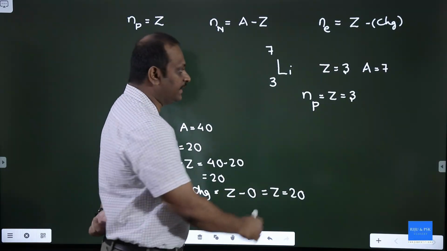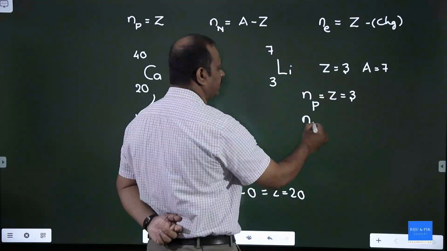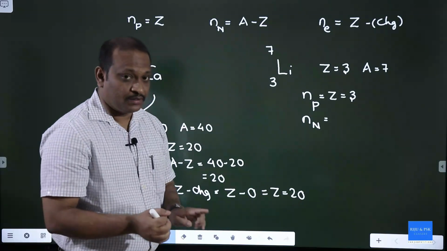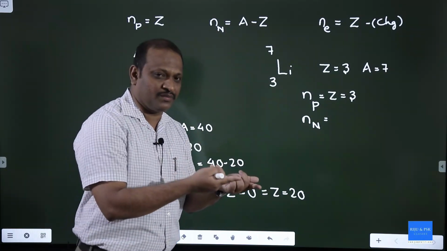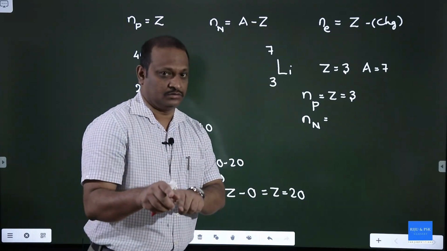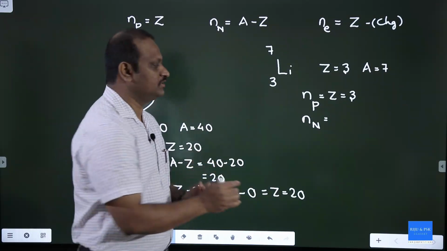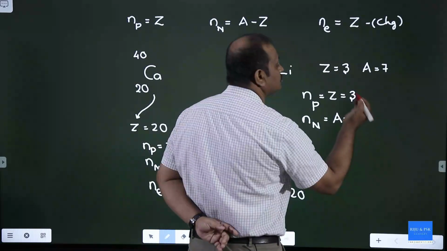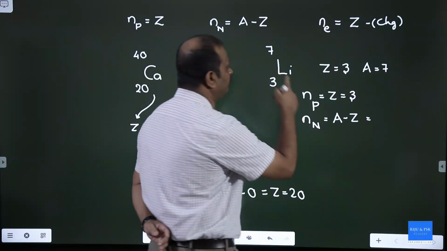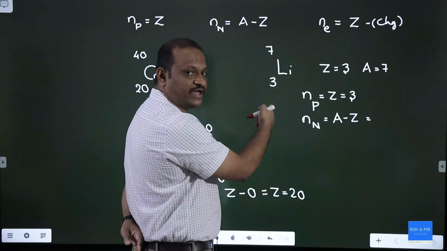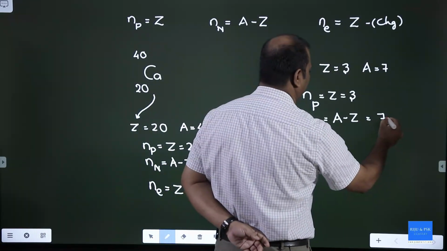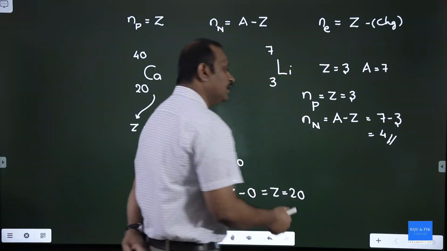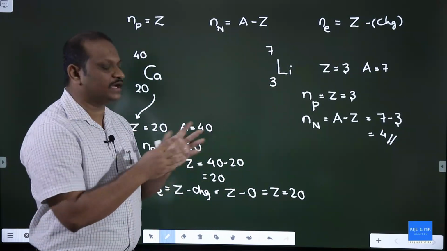Similarly, what about the number of neutrons? Number of neutrons is equal to mass number minus atomic number, so I can write A minus Z. The A value is already there, 7, and the Z value is 3. So we get 7 minus 3, which is equal to 4. Remember, the number of neutrons is equal to 4 in that case.